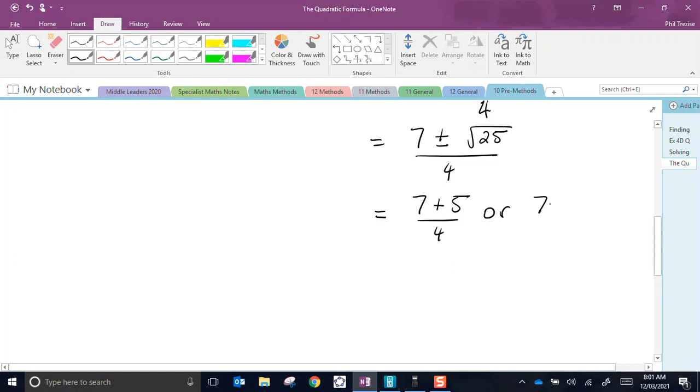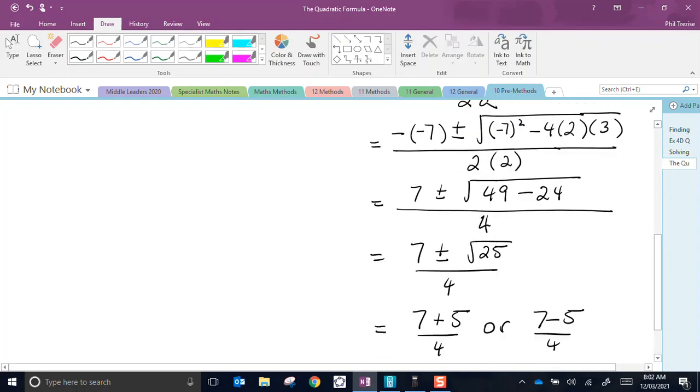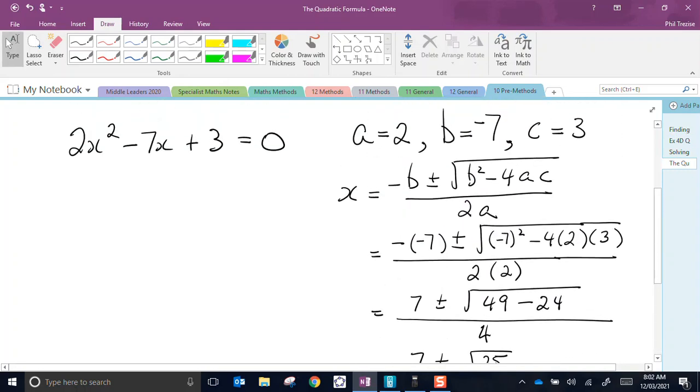Or we could have 7 take 5, divide by 4. 7 plus 5 is 12, and that comes to 3. 7 take 5 is 2, and that's 1/2. So there's the two solutions for x. X equals 3 or x equals 1/2. So I'll just write that separately. X equals 3 or x equals 1/2. And that comes from the quadratic formula.